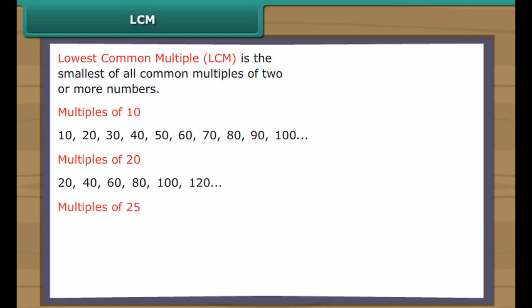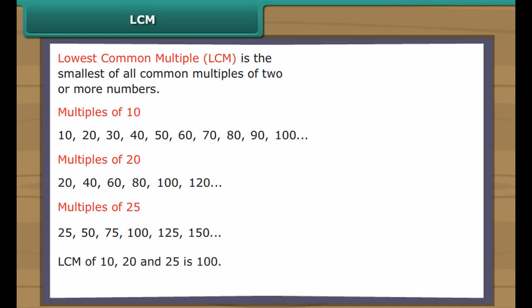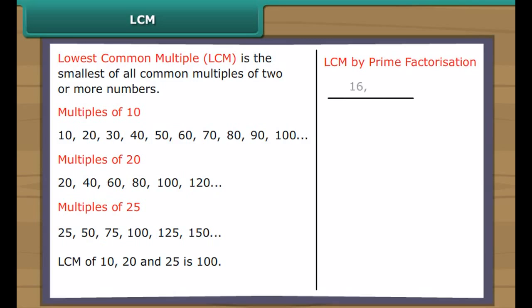Multiples of 25 are 25, 50, 75, 100, 125, 150 and so on. The first common multiple of 10, 20 and 25 is 100. Therefore, LCM of 10, 20 and 25 is 100. An easier method for computing LCM is the prime factorization method. Let us use the method to calculate the LCM of 16, 24 and 32.